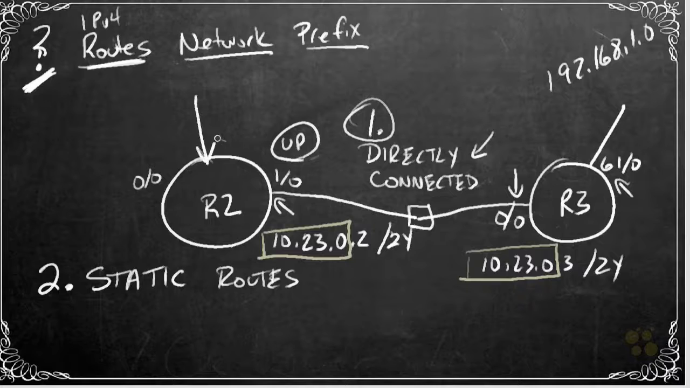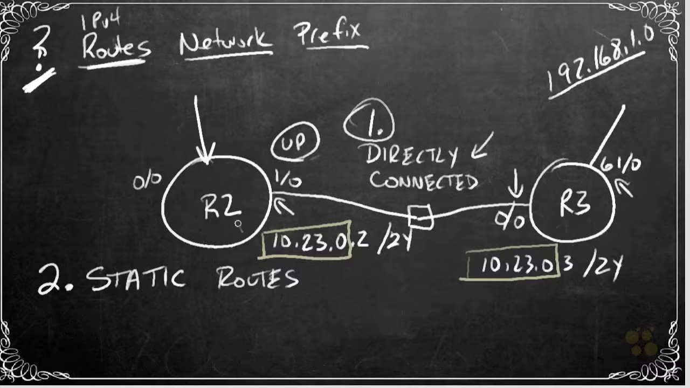We would configure manually R2 and say, dear R2, if you ever need to forward a packet to the 192.168.1 network, have no fear. Even though you're not directly connected to it, you can go ahead and simply forward that over to R3, and now it's R3's problem. That's the attitude. It's like hot potato with IP packets. Forward the packet, let the next guy worry about it.